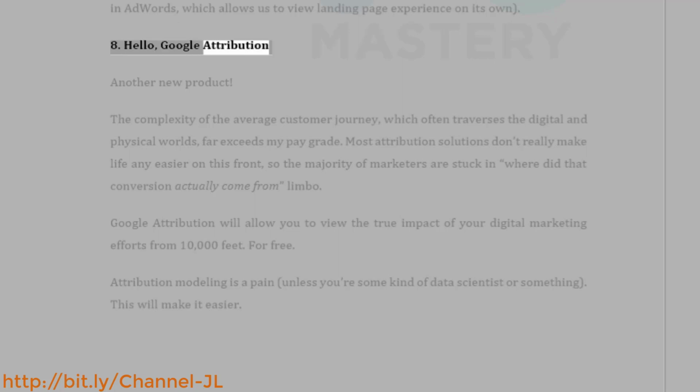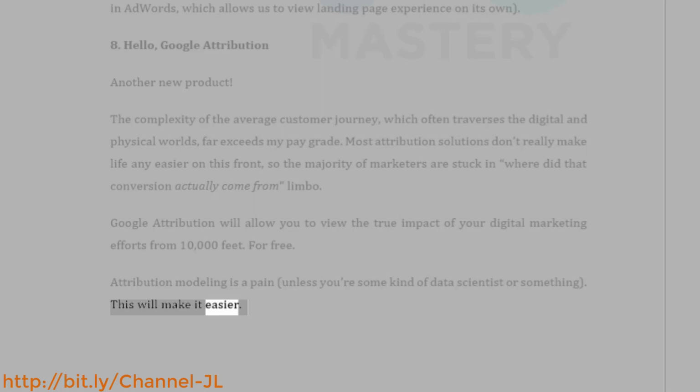8. Hello, Google Attribution, another new product. The complexity of the average customer journey, which often traverses the digital and physical worlds, far exceeds my pay grade. Most attribution solutions don't really make life any easier on this front, so the majority of marketers are stuck in "where did that conversion actually come from" limbo. Google Attribution will allow you to view the true impact of your digital marketing efforts from 10,000 feet. For free. Attribution modeling is a pain, unless you're some kind of data scientist or something.